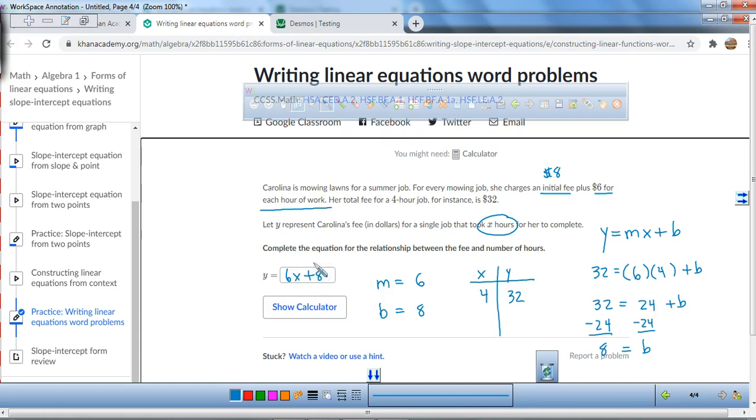So how do we do this again? All right, we take the 4-hour job. We put a 4 and a 32 because y represents the number of dollars. X represents the number of hours. So we make a table. It tells us our rate of change because it says it's $6 for each hour of work. So that's the slope. That's the constant rate. Then we take the y value, plug it in for y. Take the x value, plug it in for x. Take the slope, plug it in for the slope. Multiply those together. Take it away from both sides, and boom, you're done. That's all you got to do.